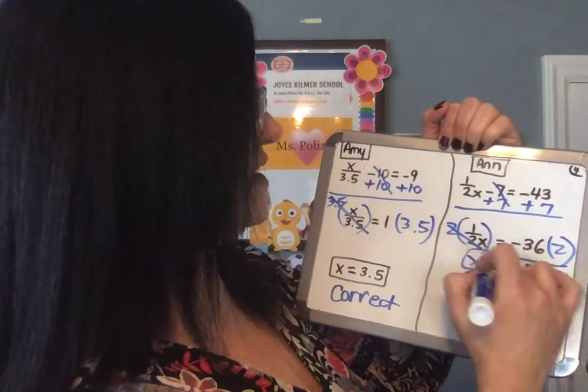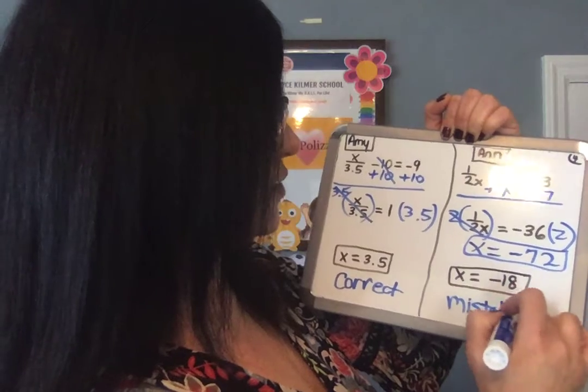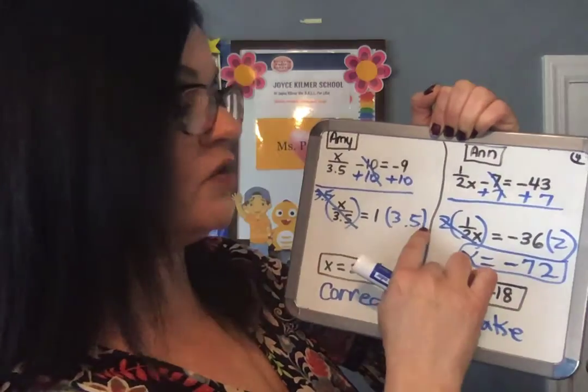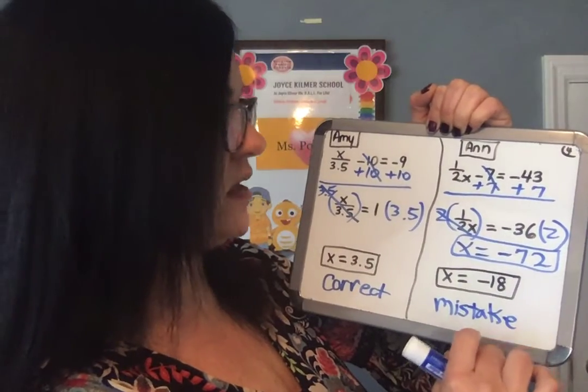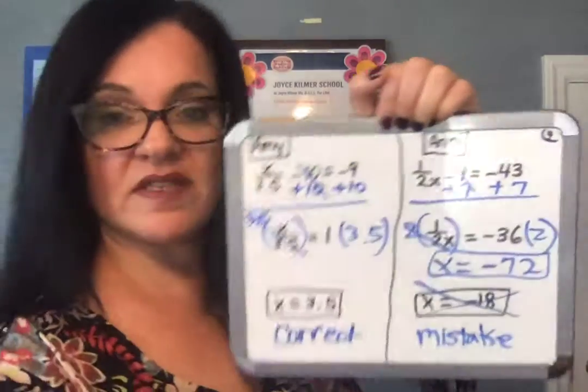And that's the correct answer. So Ann made a mistake. She got x equals -18. So what she did wrong was, instead of multiplying 2 on both sides, she divided 2 on both sides, and she got -18, which was wrong. That is her mistake, okay?